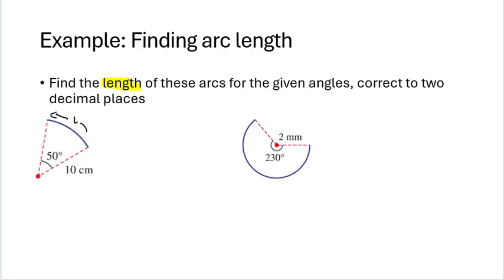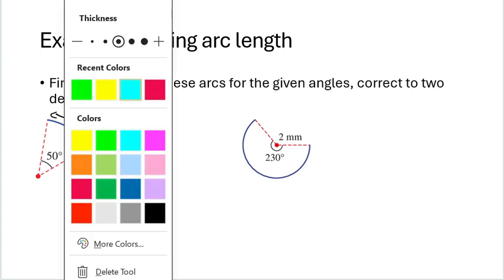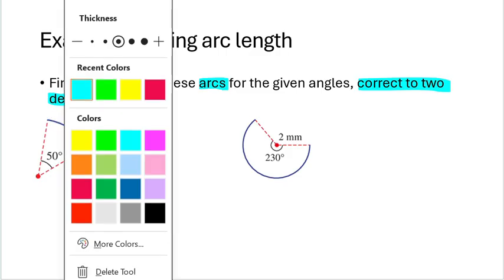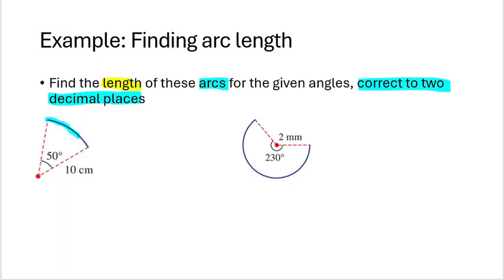Now, let's go through some examples here. Find the length of these arcs for the given angles, corrected to decimal places. So I'm just going to highlight some keywords first. Corrected to decimal places. Find the length of these arcs right here, okay? So what we're trying to do is find this section here in light blue. I'll do it for both of them right now so you can see. We're trying to find how long these sections are.